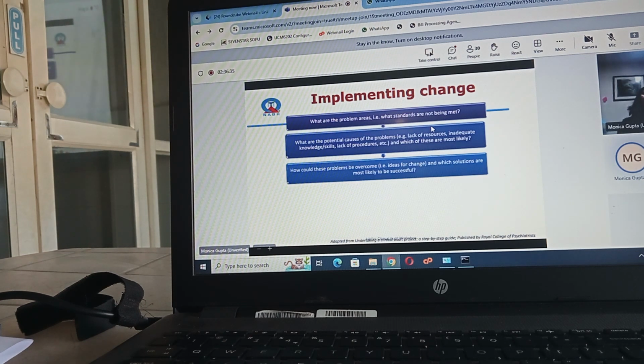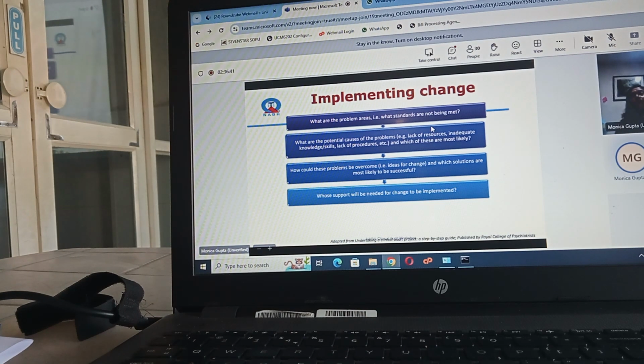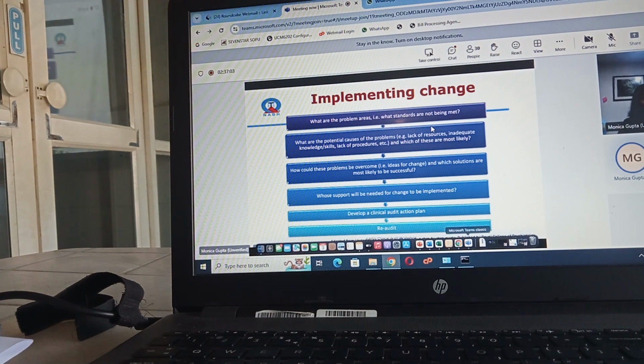So when we implement change, we should look at what are the problem areas, what standards are not being met, what are the potential causes of the problem. For example, lack of resources, inadequate knowledge or skills, lack of procedures, etc. Which of these are most likely? How could these problems be overcome? That is, ideas for change, and which solutions are most likely to be successful? Whose support will be needed for change to be implemented? And develop a clinical audit action plan.